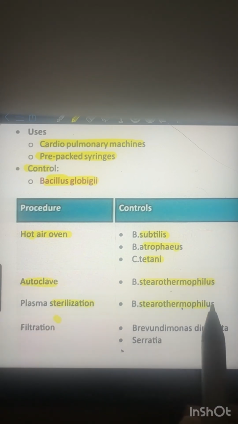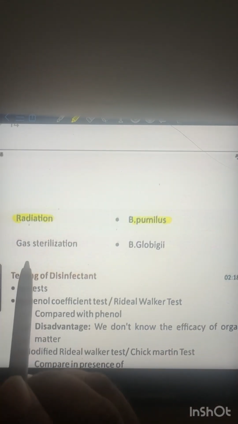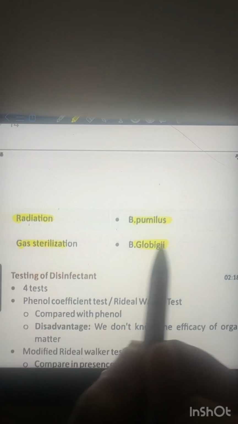So Brevundimonas diminuta, because that is very minute, and something very, very small, that is Serratia, for small pores. For radiation, I told you P and R look the same, so it's going to be Bacillus pumilus. And for gas sterilization, I told you G for G, that is gas sterilization to the Bacillus globigii. So these are the ways that you learn all the controls that you had to know for the chapter.